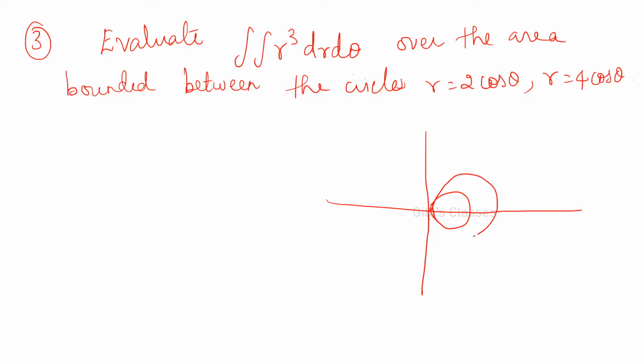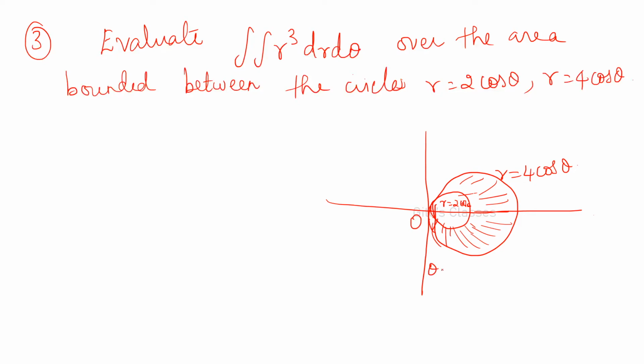This is one circle and this is another circle. Now the region is between these two. Okay, this is the region between the two circles. So the inner circle is r = 2 cos theta and this circle is r = 4 cos theta. Okay, so this is the pole, the origin.